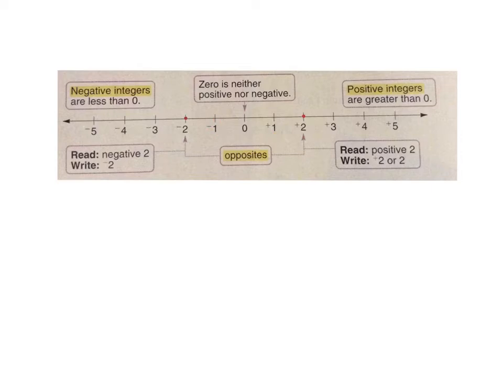We have negative integers which are less than 0. I always like to think of that as owing someone money. That's how I usually teach my students and my own kids. I say, negative is when you owe someone money. Positive is the money that you have. So positive integers, they're the numbers that are greater than 0.